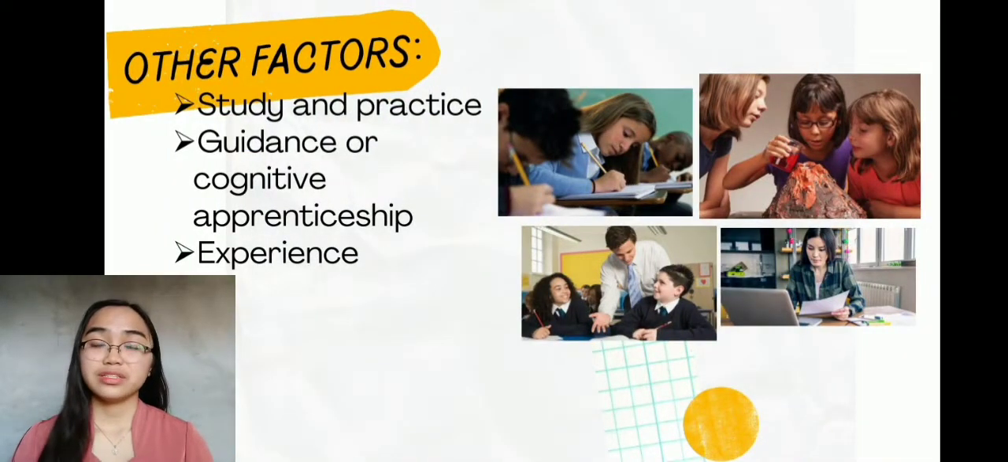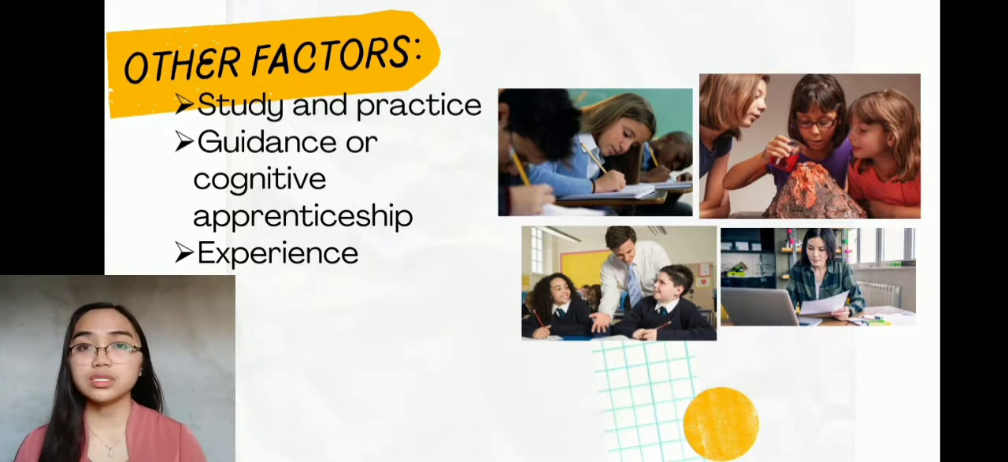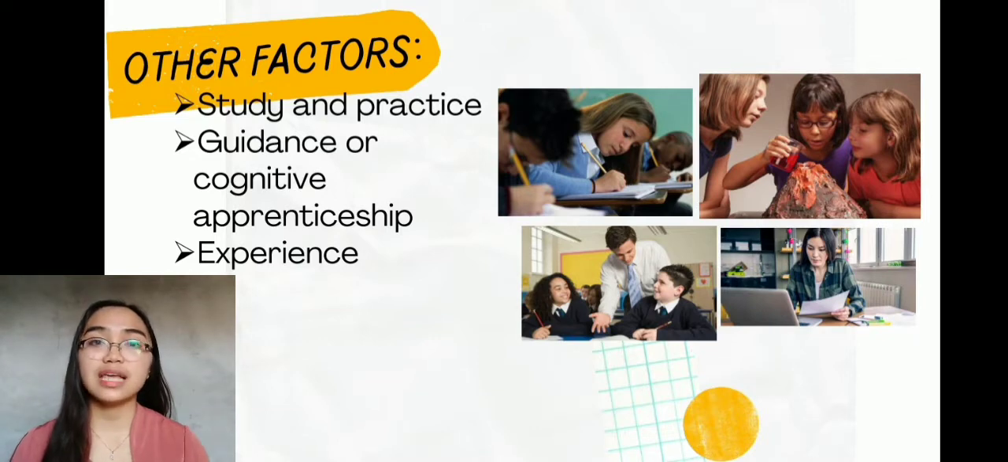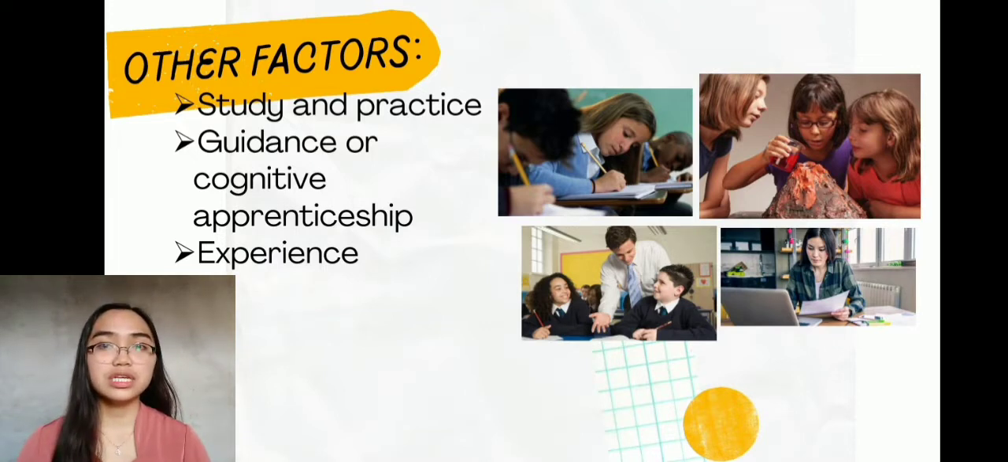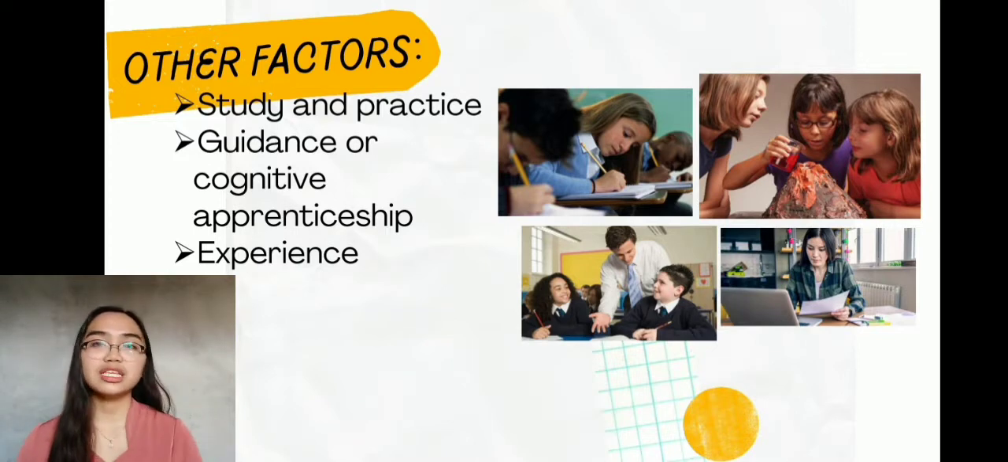We have other factors as well. So the first one is study or practice. Of course, in a learning process, studying and practicing what you have learned is essential. Number 2 is guidance or cognitive apprenticeship. It is important for students to meet their learning needs and to address their concern regarding what they are studying and focusing on. And the last one or the third one is the experience.